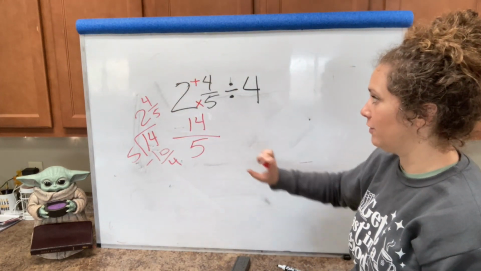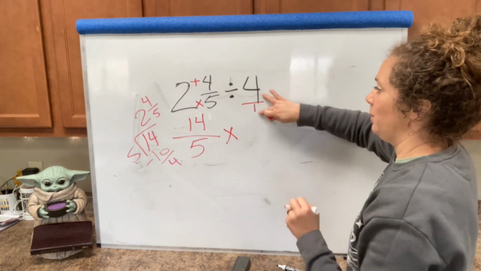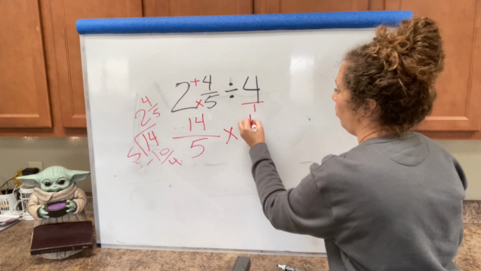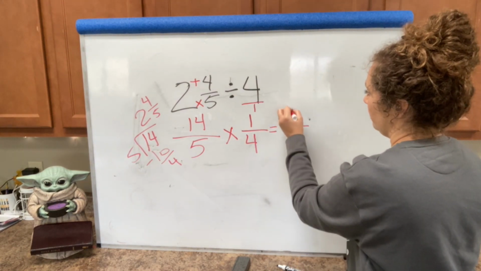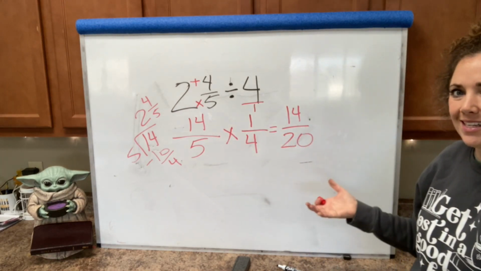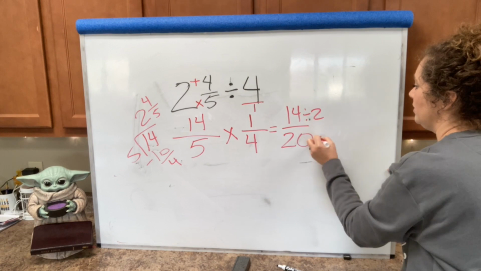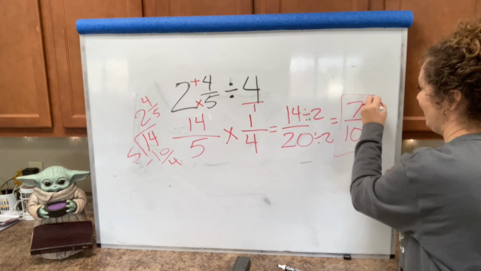So we have 14 over 5 times, this is the same as 4 over 1, so now we need to flip it, times 1 over 4, and now we do the work, 14 over 20, and now we simplify, divided by 2 equals 7 over 10.